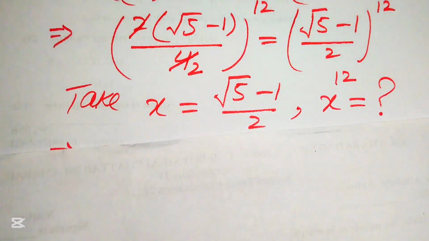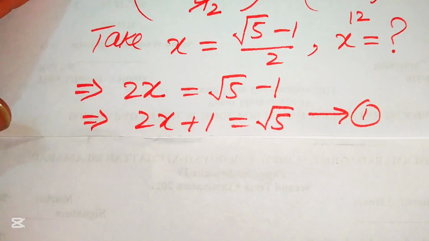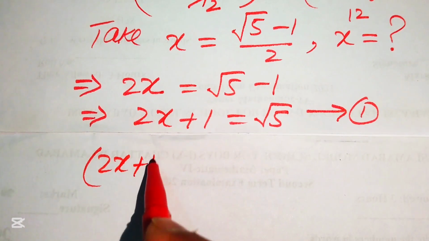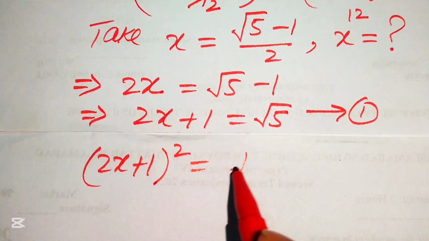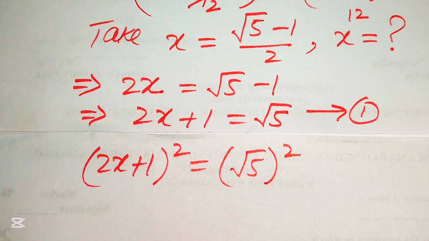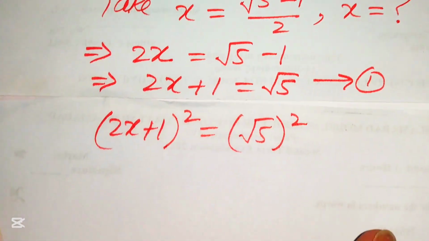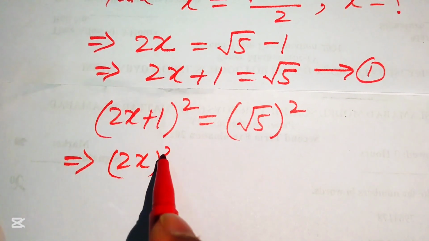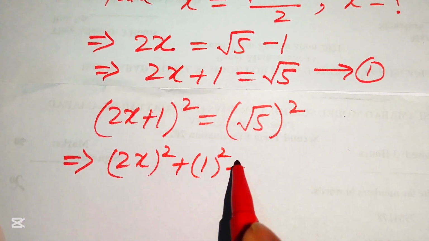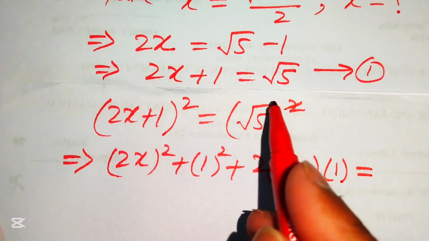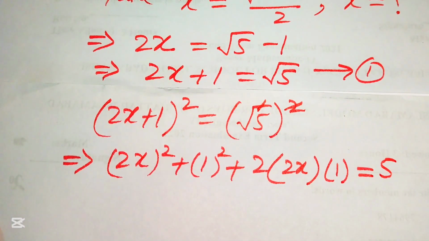Further we need to expand this equation, and now we will take the square on both sides of this equation. When you take the square on both sides, it will be written as 2x plus 1 whole square equals the square root of 5 whole square. In the next step, we need to expand the square on the left hand side. It will be written as 2x square plus 1 square plus 2 times 2x into 1 equals, here the square and square root are gone and you get 5.